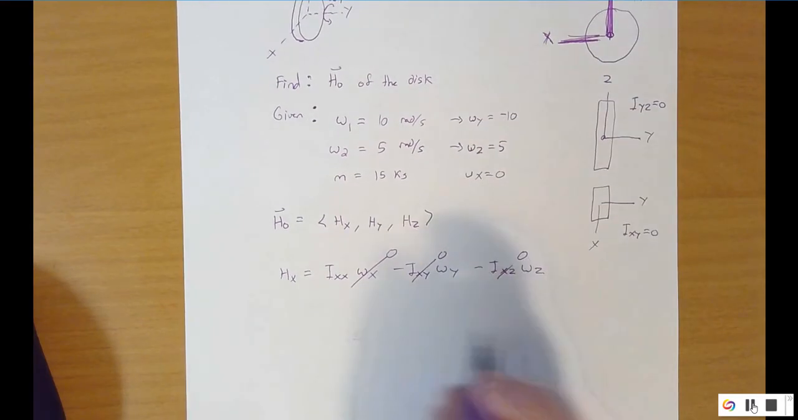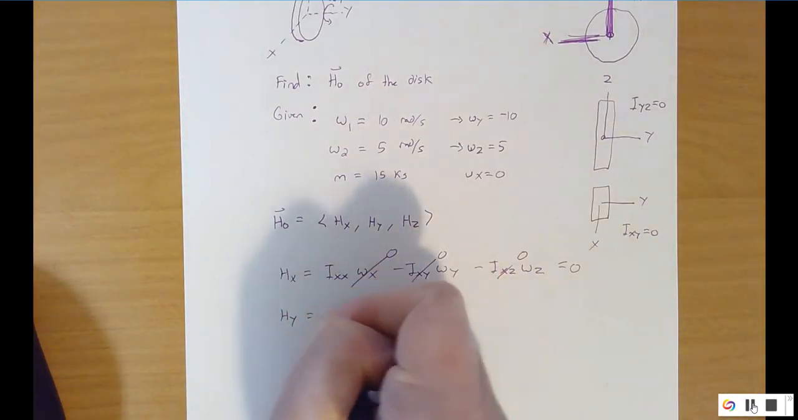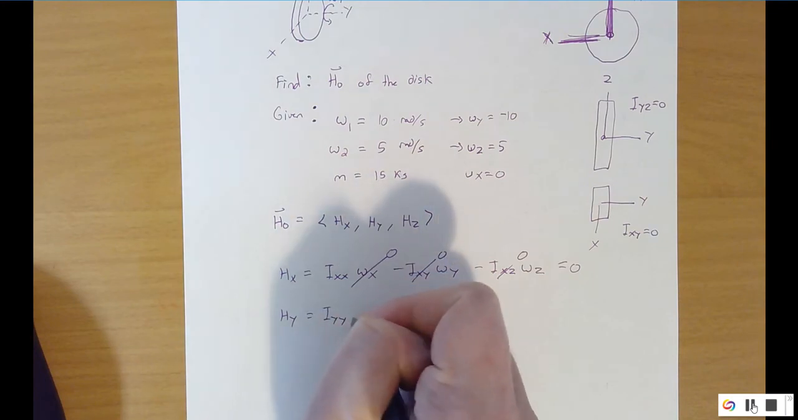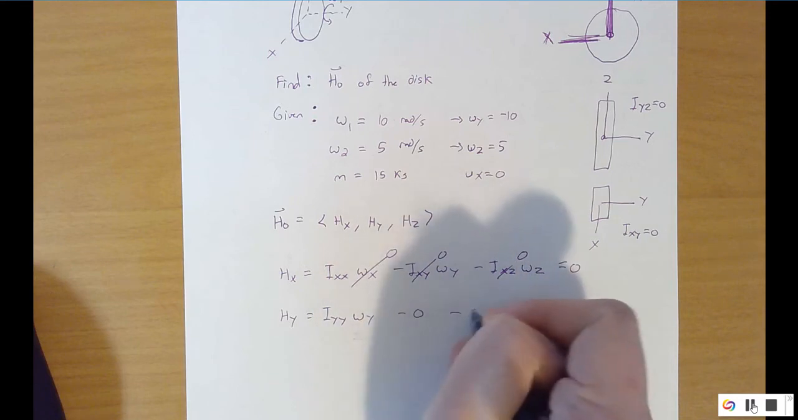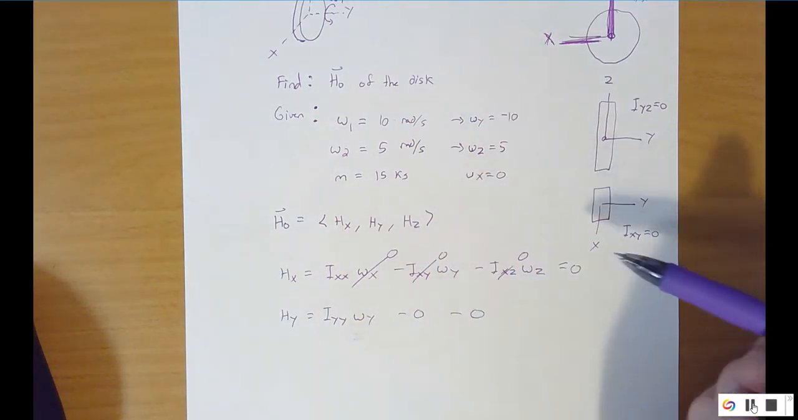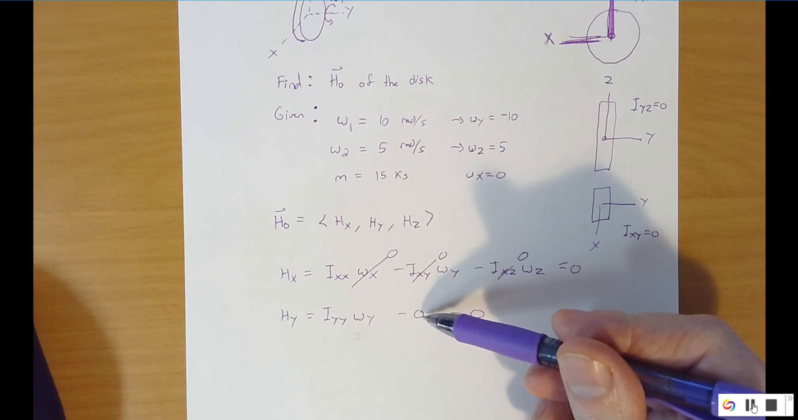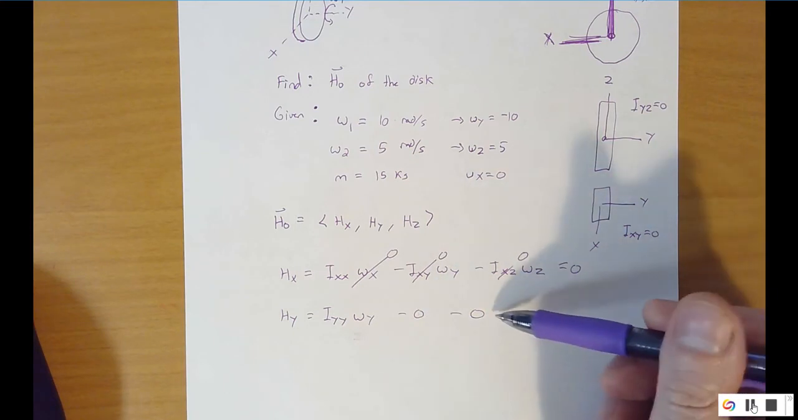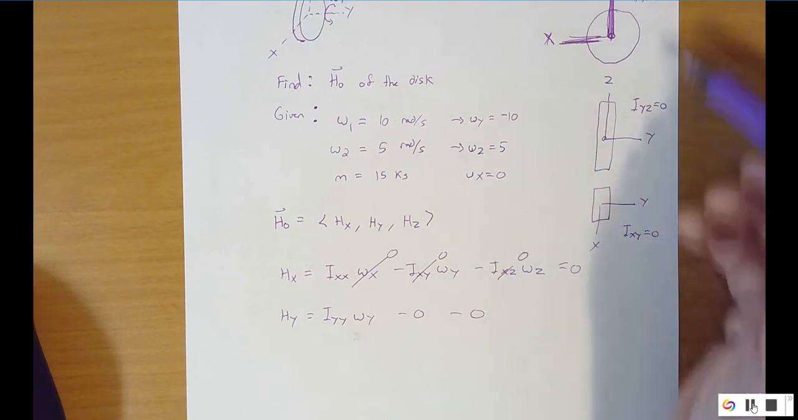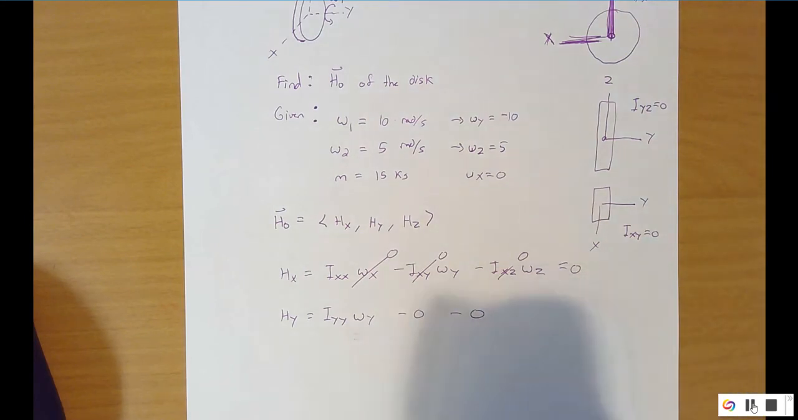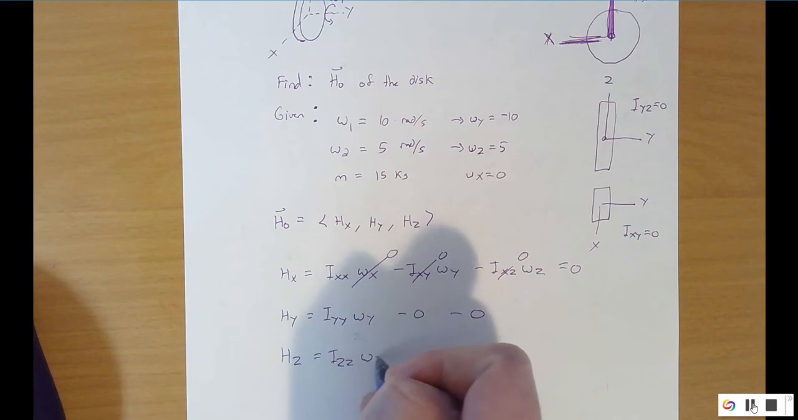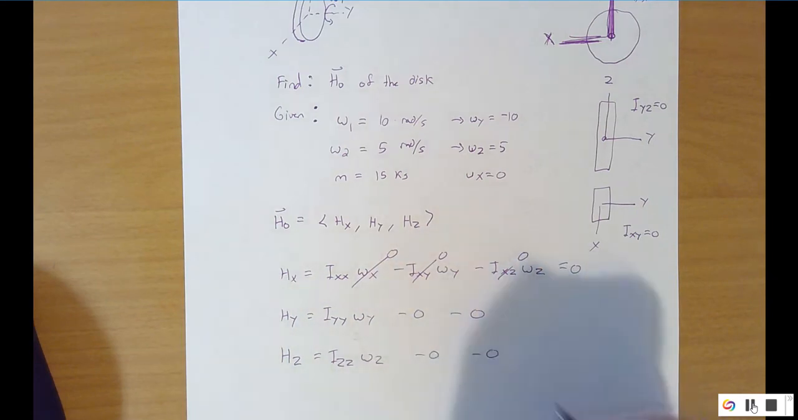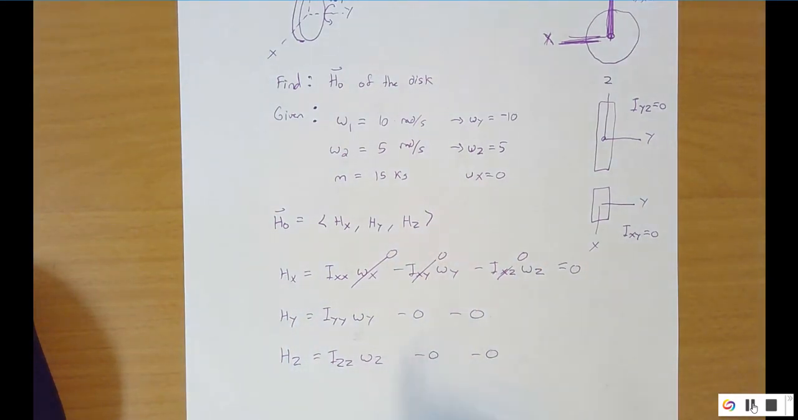So HX is 0. HY, so that'll be IYY, omega y, and then it'll be minus 0, minus 0, because again, I'm going to have a product of inertia in the XY, and a product of inertia in the ZY. And again, we've established that all of our products are 0. And I'll go ahead and write out HZ just so you can see it. IZZ, omega z, and we'll get some minus 0, minus zeros as well, for the same reason, our products will be 0. So I have no products of inertia.